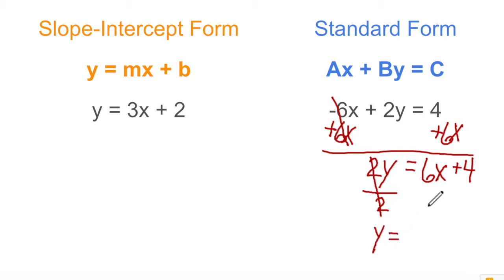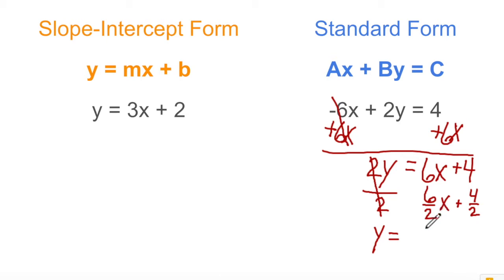Y equals, now since we divided this term by 2, we have to divide all the other terms by 2 as well. In other words, the 6x and the 4. So let's write equals 6 over 2 x plus 4 over 2. We have to divide each term by 2. If we're going to divide the left side of the equation by 2, we have to divide the whole right side of the equation by 2. In other words, both terms by 2.